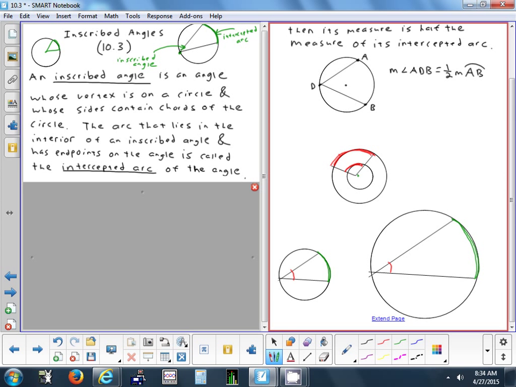Oh, so you're talking about degrees. Okay, I agree with you. If you took a piece of string and measured it, this arc is going to be longer. No, there's no doubt about that.